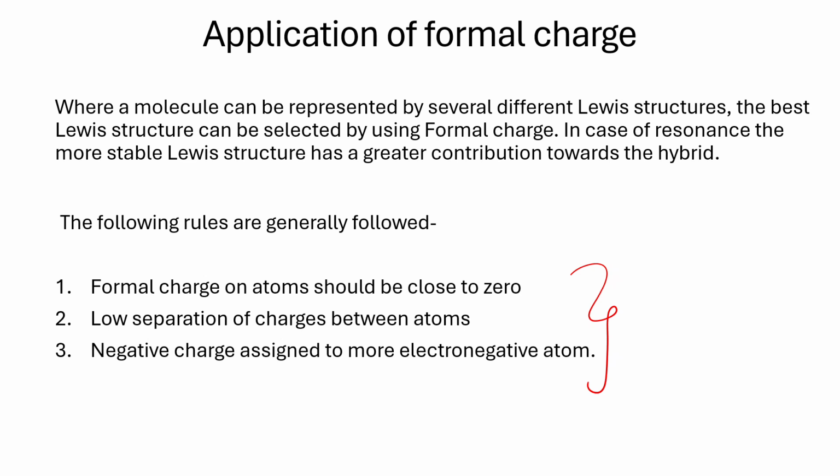Number two is that there should be low separation of charges between atoms. What this means is that there should be avoidance of having a center of positive and negative charges within the same entity, as separation of charges requires energy, and this increases the energy and decreases the stability of the entity. And the last rule that we must follow is that the negative formal charge should be assigned to the more electronegative atom. Let's see the application of these rules to two examples.